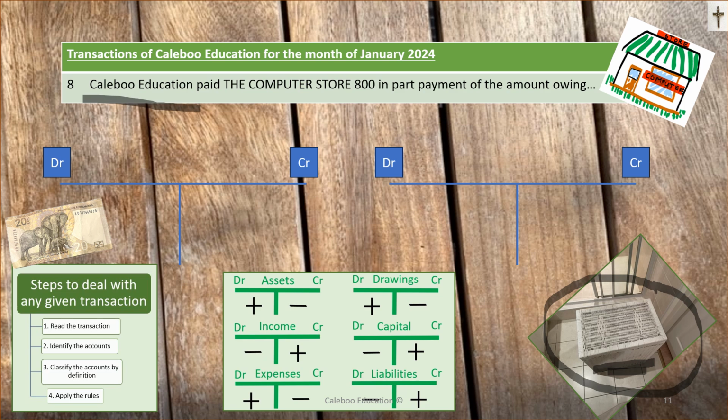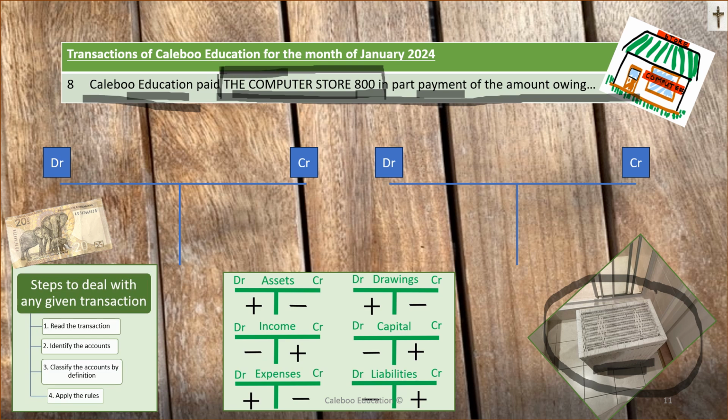Transaction number 8. Calibu Education paid the computer store 800 in part payment of the amount owing. Now Calibu Education buys from the computer store. So Calibu Education has a supplier called the computer store, and has an account with the computer store. And this transaction says we're paying 800 as part of what we owe the computer store.